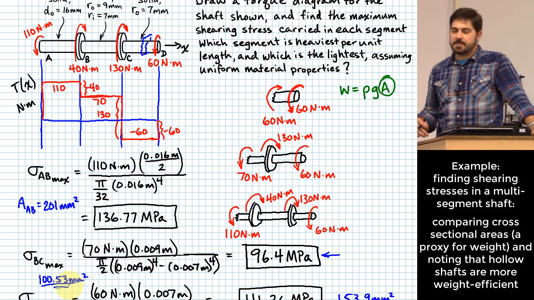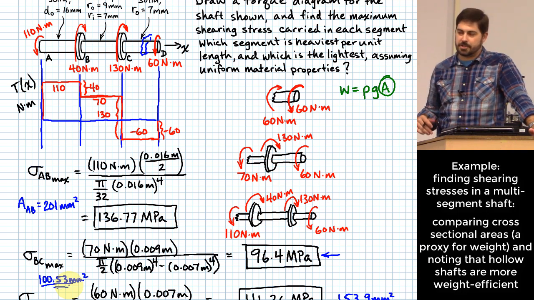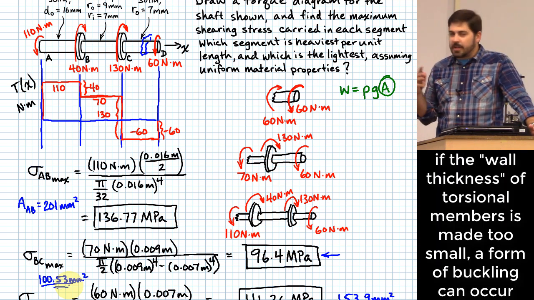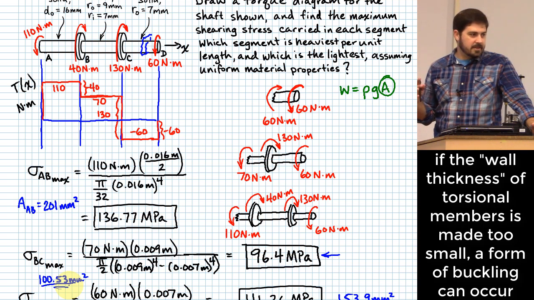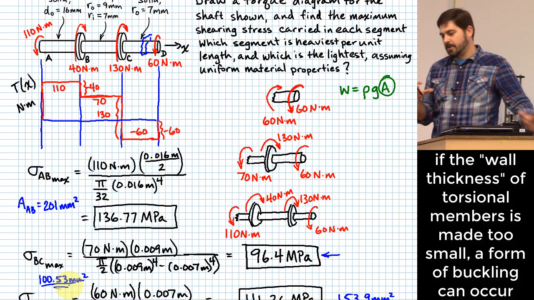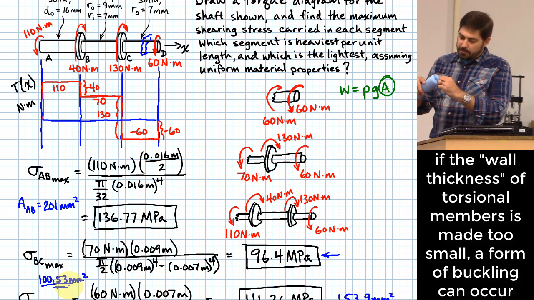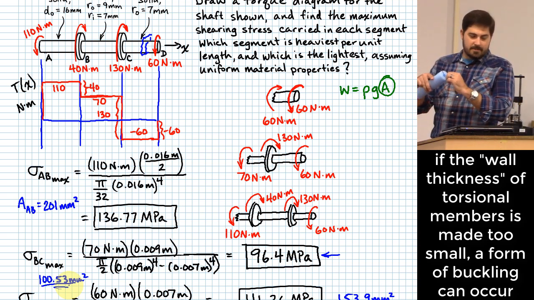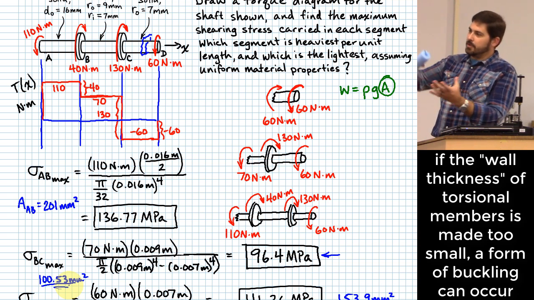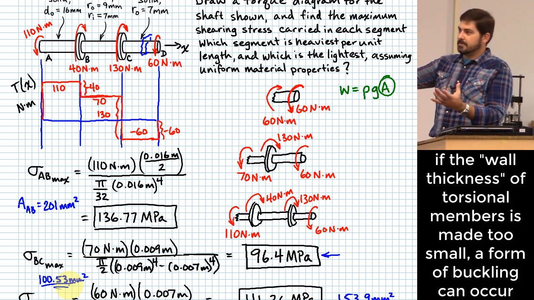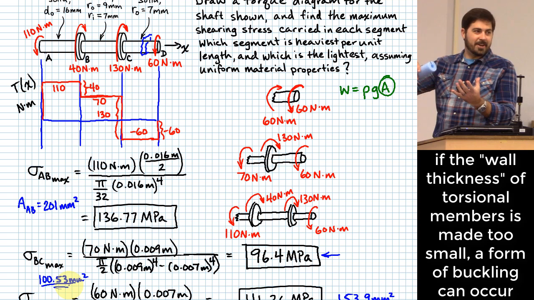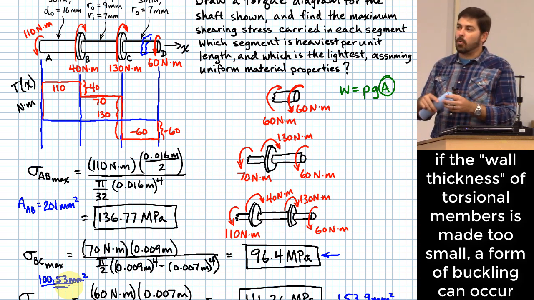So let me ask you this as our last little thinking question. Are there any limits to that? Like, could I make a member to carry torsion and make it like a 0.5 millimeter thick and, let's say, 12 inches in diameter? Okay. What starts happening at some point?